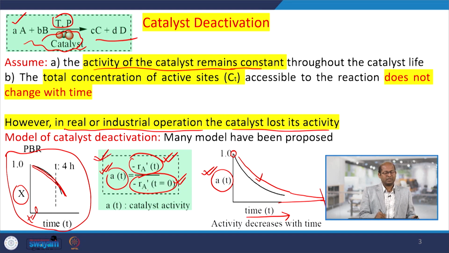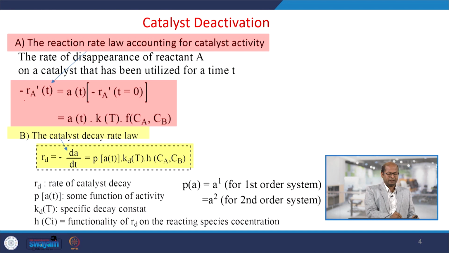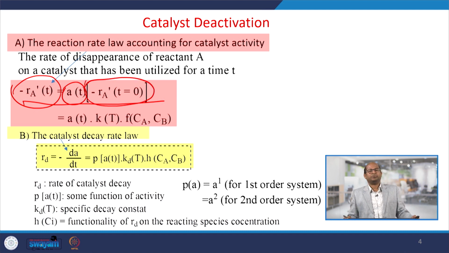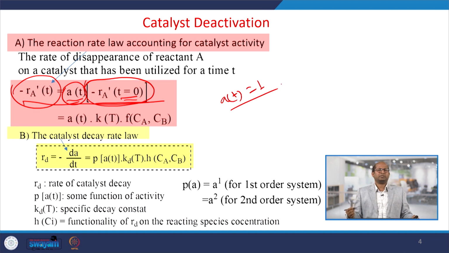This is the activity in terms of the ratio of the rate. So, we are writing the rate at any time in terms of activity, and this is the rate of the reaction at the beginning, for fresh catalyst, or time t equals 0. So, it is the product of activity and rate. If the catalyst does not deactivate during the reaction, then a(t) would be 1. So, for most cases when the catalyst does not deactivate, the activity is 1.